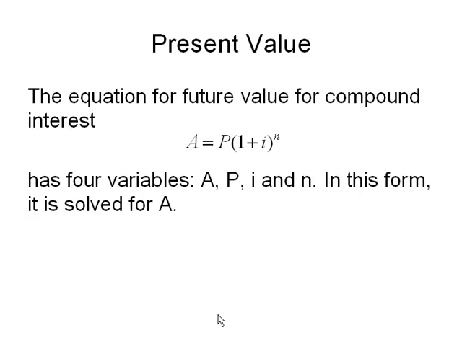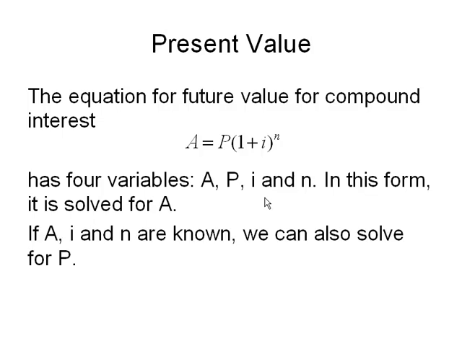We've been talking about compound interest using this formula: A equals P times the quantity 1 plus I, to the n. Remember, P is what we start with, I is the interest rate per period, and n is the number of times we compound. So we have four variables here: A, P, I, and n. And in this form, we usually solve for A, for the future value.